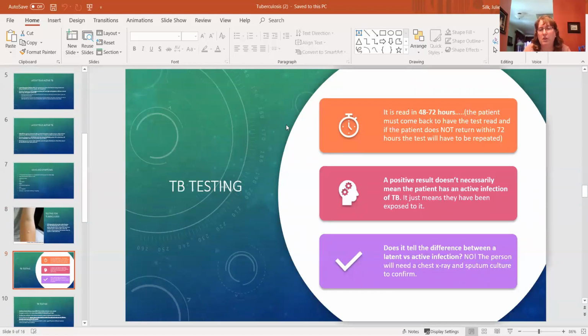If someone's not real reliable about coming back, then maybe you would want to do a different type of test to make sure. A positive result doesn't mean that you have an active infection. It just means that you've been exposed to it. And again, you can't tell the difference if this was latent or active with this. So if you get a positive result from this TB skin test, typically the next step is to do a chest x-ray.